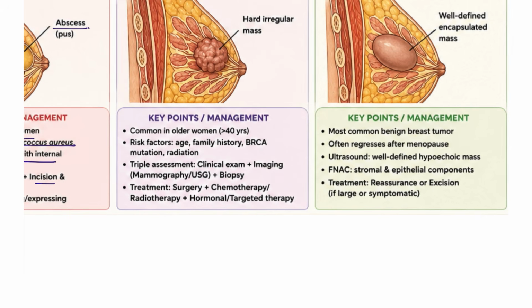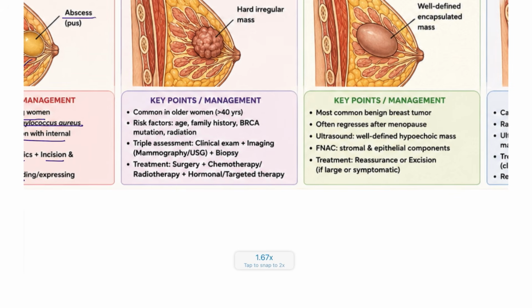Next, this is breast cancer. The most common cancer is invasive ductal cancer. This is the most common type. And where is the location? Upper outer quadrant is where you are going to see this cancer.